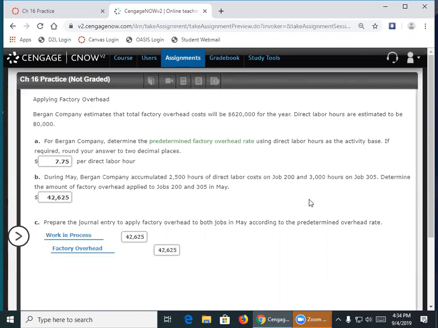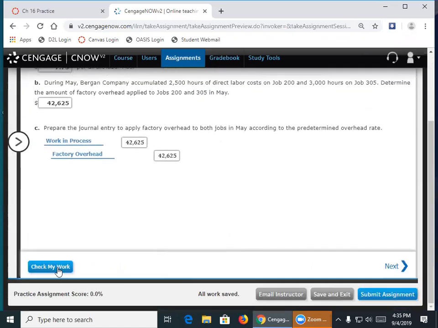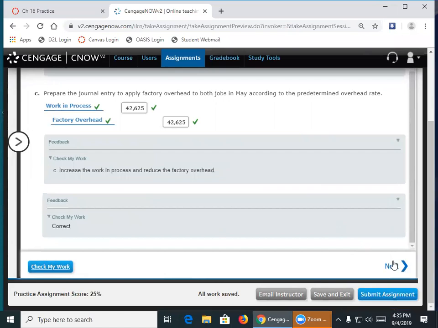Okay. Then we'll deal with the over or under applied overhead later. We'll talk about that in a minute. Any questions though on just the predetermined overhead rate? It's pretty easy, right? You just have to know what to divide. Okay.